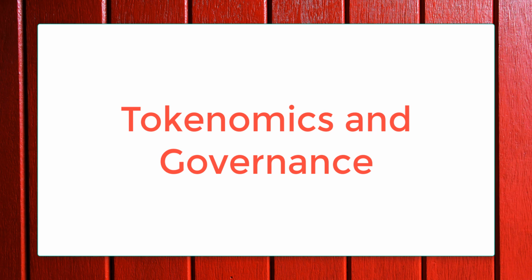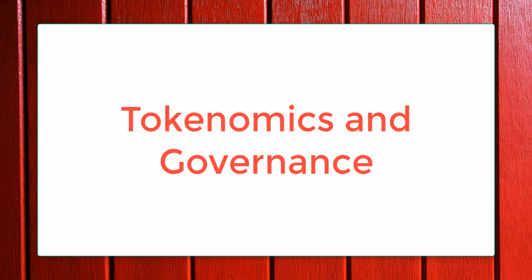So when we talk about tokenomics, we are basically talking about the token's economics. Okay, the token's economic model. That's what we mean by tokenomics. So right here, the first thing you want to do under tokenomics and governance is to specify your token allocation. Under this token allocation, you need to decide how your token will be distributed.